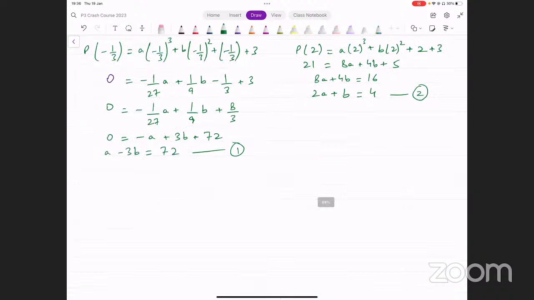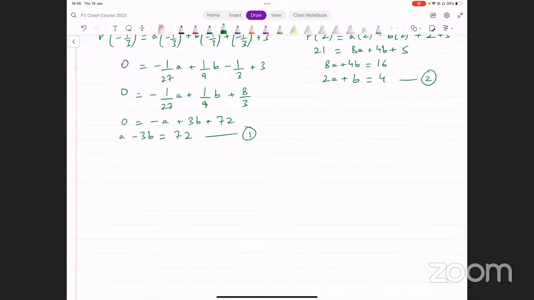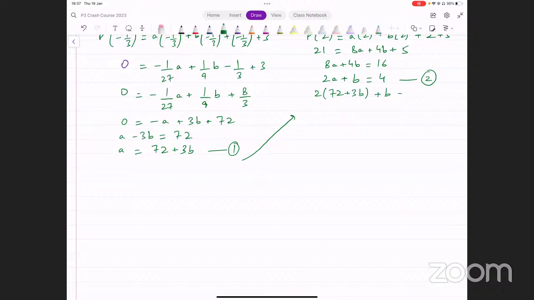Okay, let's find these values. We can use any method that we are comfortable with. Let's make a the subject here. A equals 72 plus 3b. Now you can take this and put it in the other equation. What does that give us? That gives us 2 into (72 plus 3b) plus b equals 4.